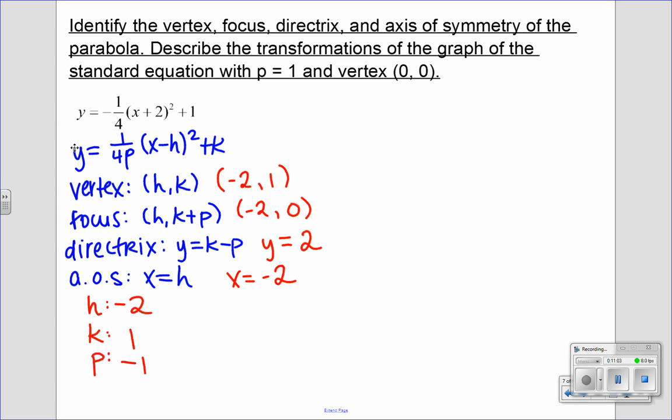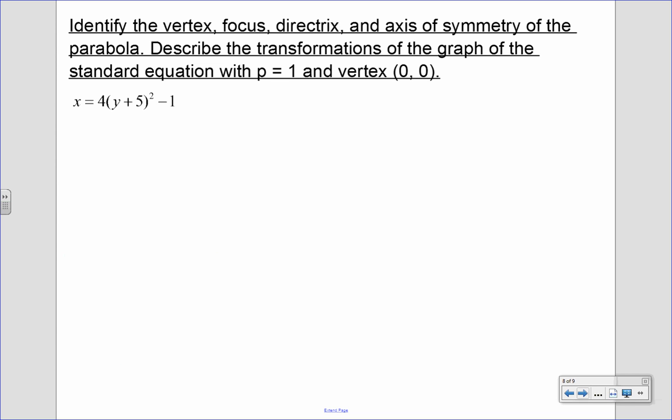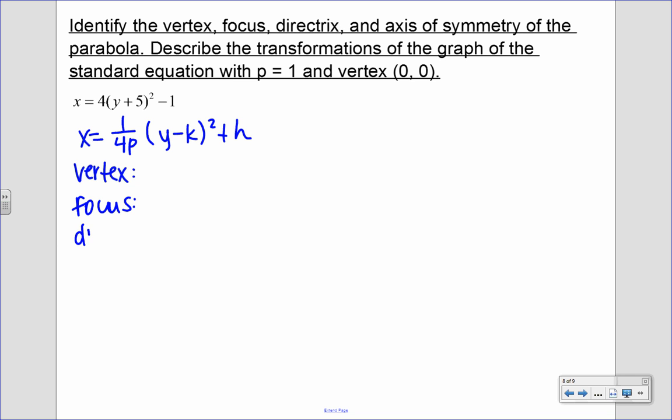Let me show you an x equals. All right, so same thing, vertex, focus, directrix, and axis of symmetry. So I'm going to write all this information down for you again. So for the x equals, we have x equals 1 over 4p times (y minus k) squared plus h. And we need to find the vertex, the focus, the directrix, and the axis of symmetry.